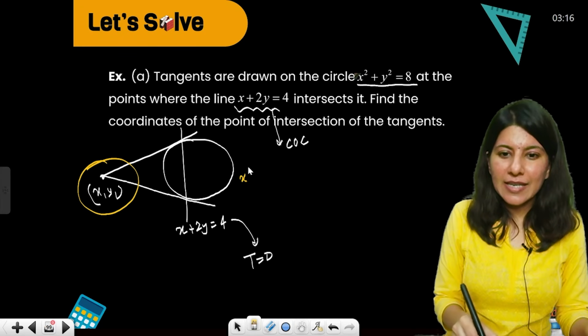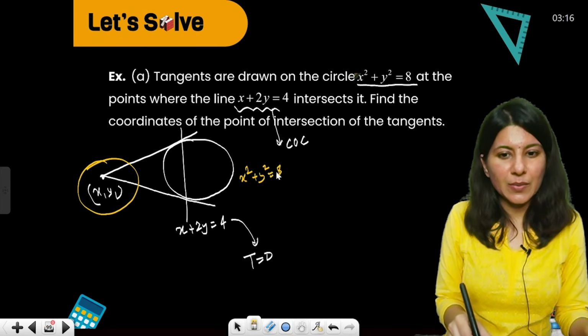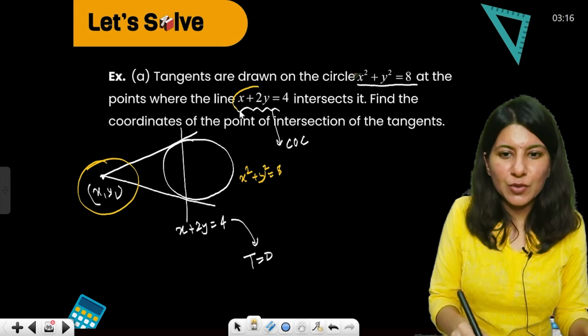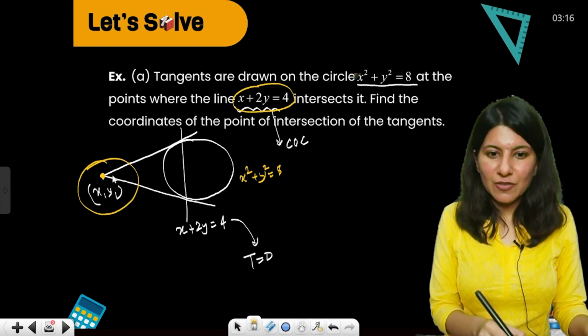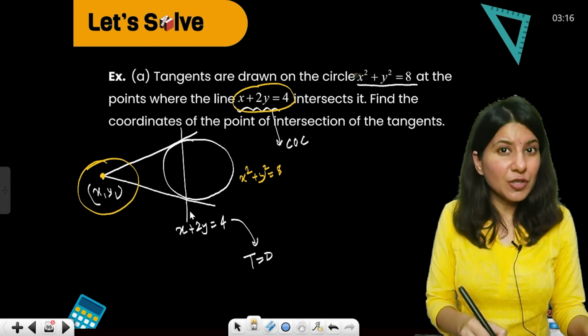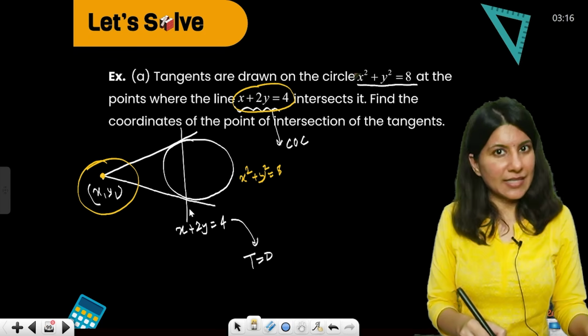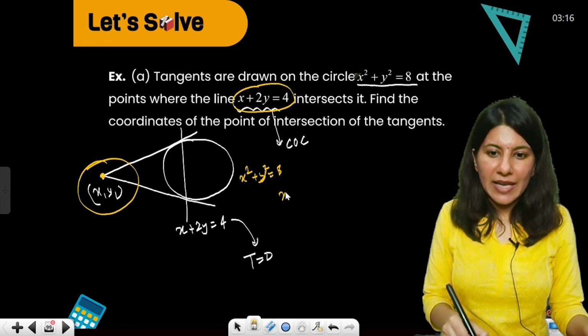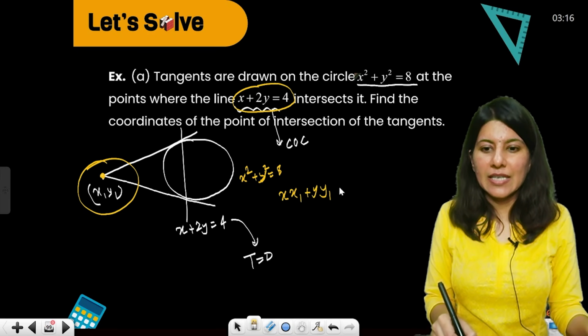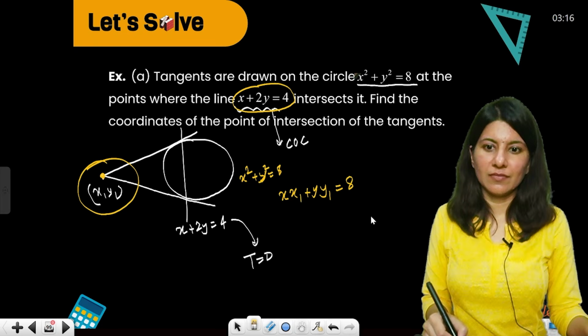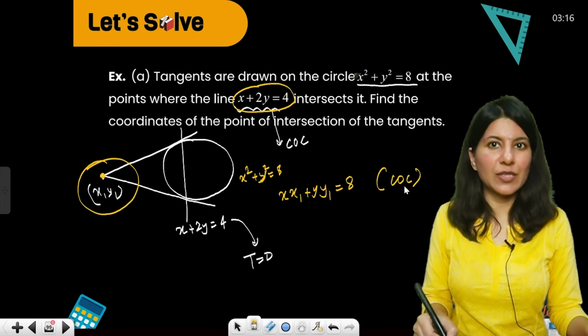So this is your circle x square plus y square is equal to 8. Forget about the equation which is given to you. Just tell me, if an external point x1 comma y1 is given to you, then can you write the equation of the chord of contact for me? So write T is equal to 0. You know, x x1 plus y y1 is equal to 8. This is your chord of contact equation.